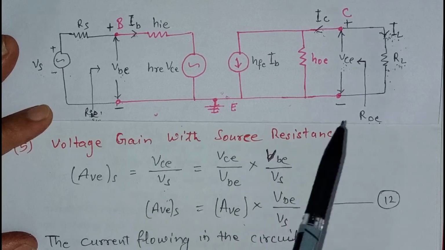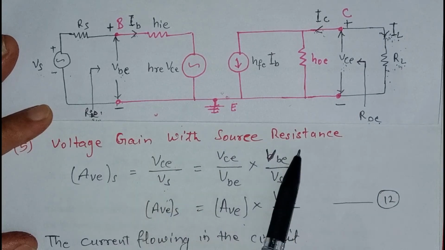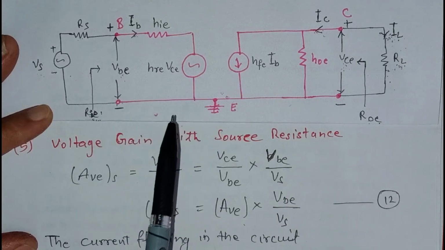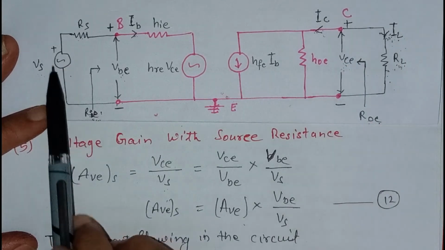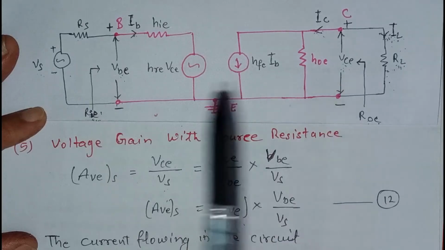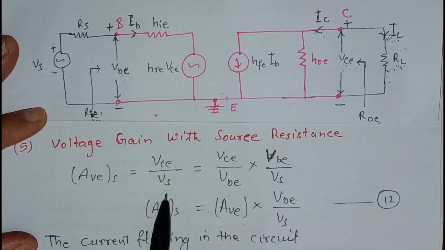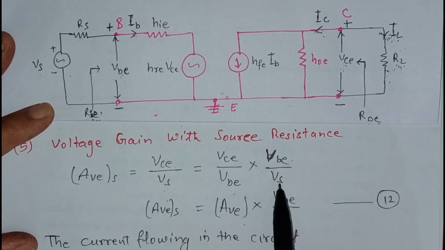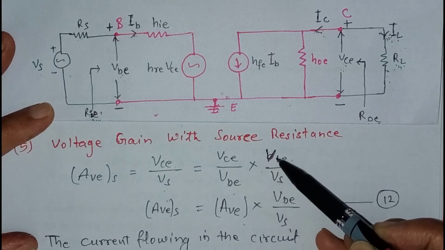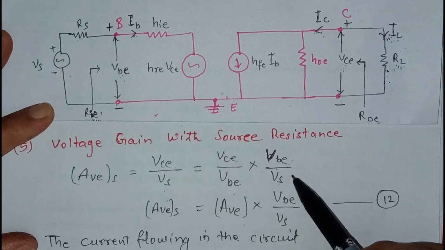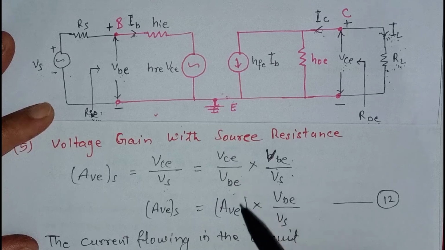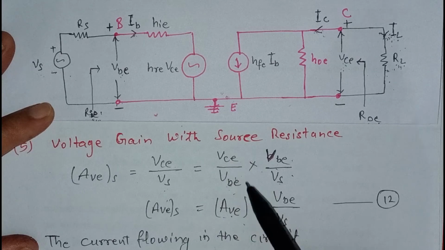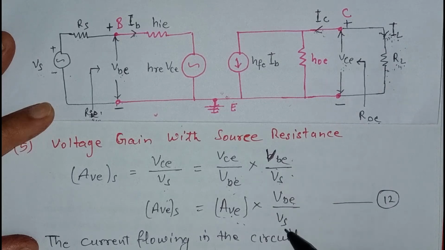Now we will find the overall voltage gain of this circuit, which means the voltage gain with source resistance. As we know, the voltage gain equals output voltage upon input voltage. So the overall voltage gain of the circuit will be equal to VCE upon VS. We can write this as VCE upon VB into VB upon VS. Now this term is equal to AV, which is the voltage gain that we derived in our last video, and this is VB upon VS. We will mark this as equation number 12.